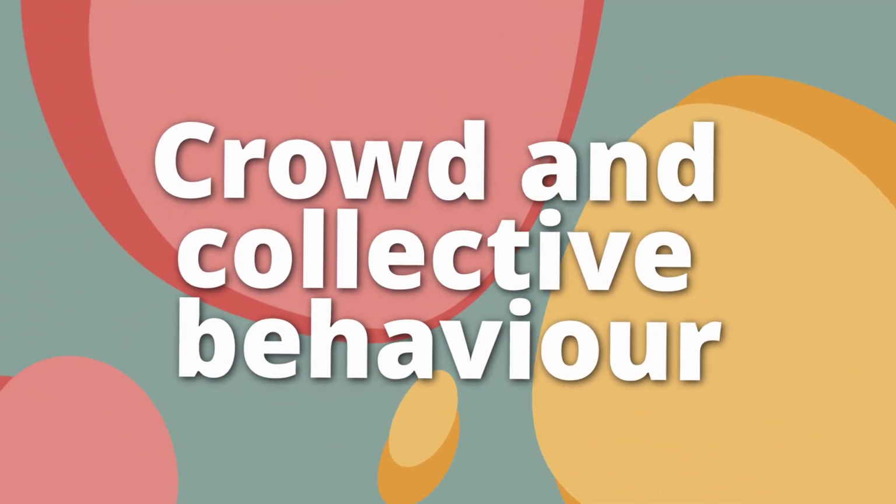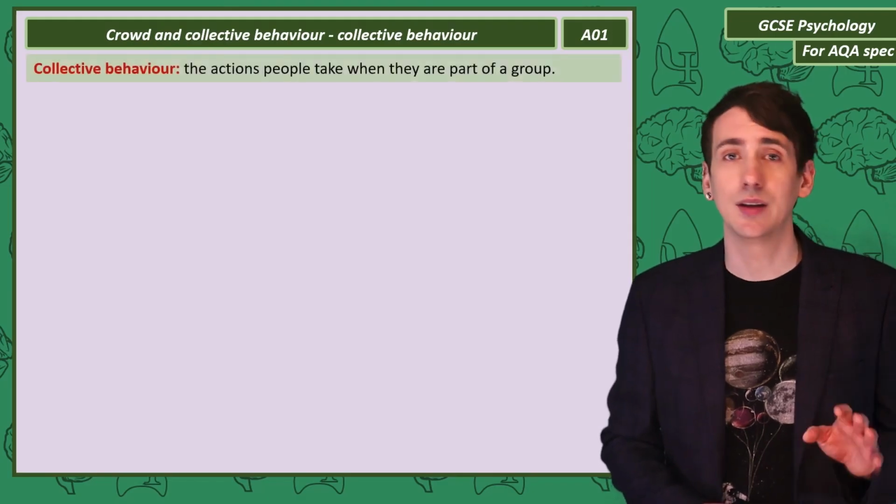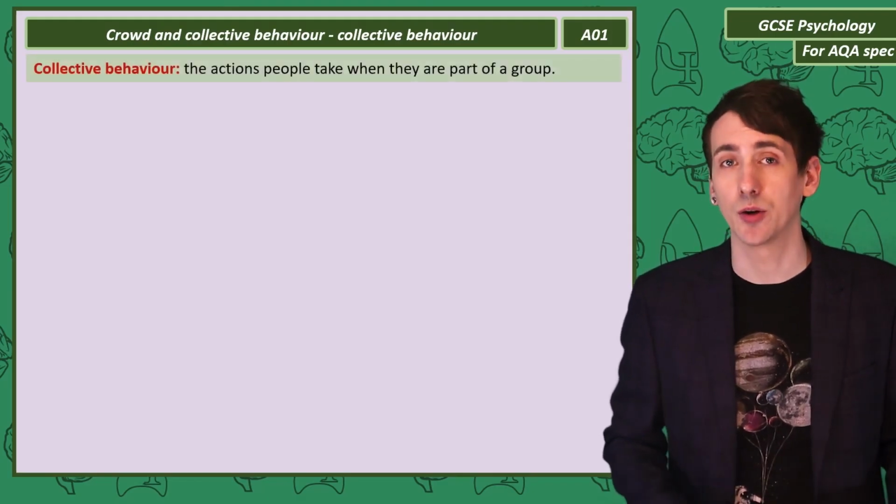Crowd and collective behaviour. The definition of collective behaviour is simple. It's the actions people take when they're part of a group.